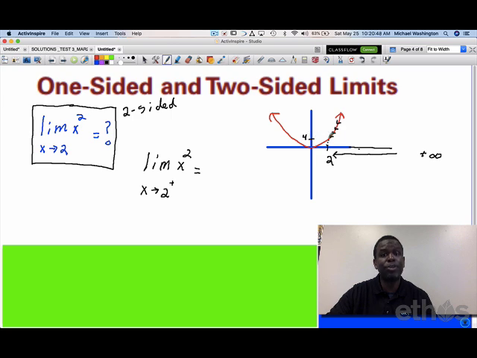It would be 2. But this is called a one-sided limit. So the limit of x squared as x approaches 2, and we say from the right side, is equal to 4.